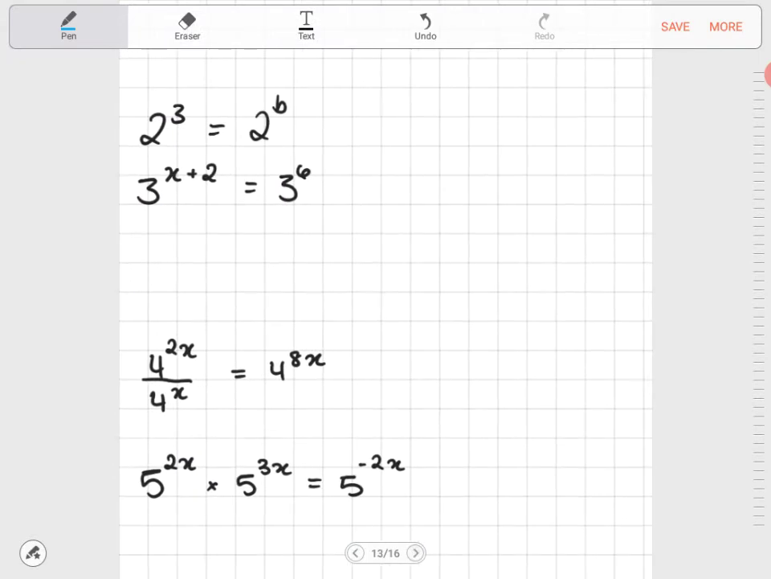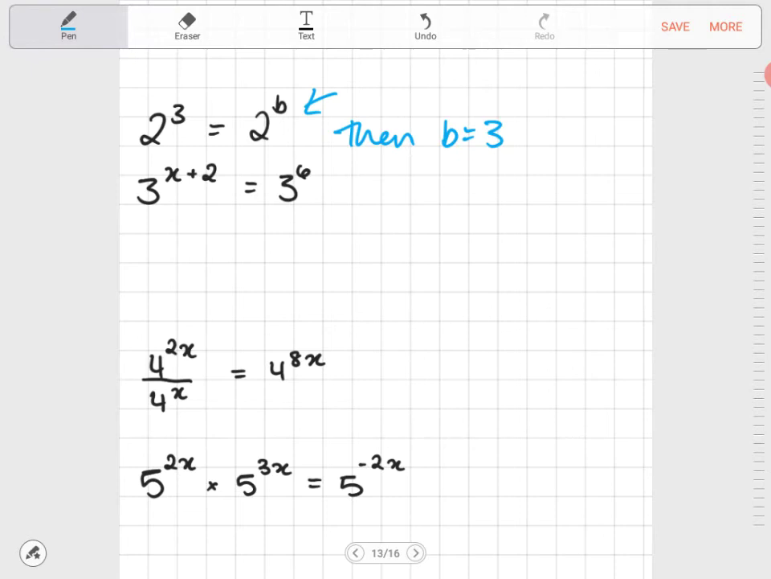So when we have 2 to the power of 3, and we are saying that that is equal to 2 to the power of b, then b has to be 3. There is no ways about it. We know the bases of those are the same. So we have 2 times 2 times 2, and here we have 2 times by itself, b times. Well, the only way that they can be equal is if b is equal to 3.